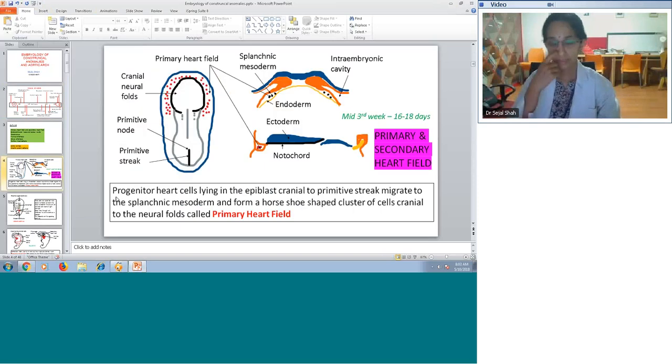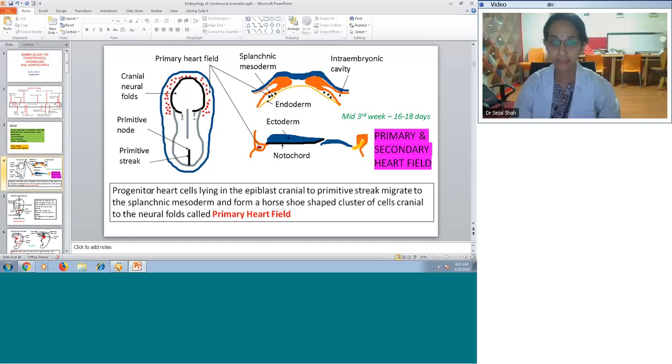Initially we are going to go through a little basics because that gives us an idea about the role of secondary heart field in conotruncal anomalies. So now let's see by week 2 what happens. So this is at the end of 2nd week, around 16th day of gestation.